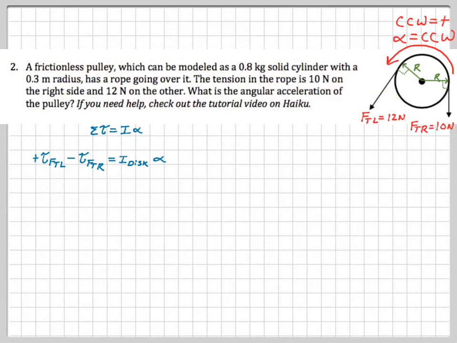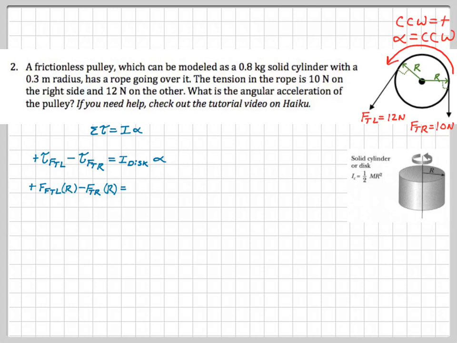Just because of the simple fact that a pulley is a circle, that means that the force of tension of the wire will be perpendicular, or 90 degrees, to the radius of the pulley. So that means we don't have to worry about the sine of the angle of that force with regards to the radius or how perpendicular it is. It's entirely perpendicular. So we can go ahead and write out our torques as force tension on the left times the radius minus force tension on the right times the radius equals I of the disc.